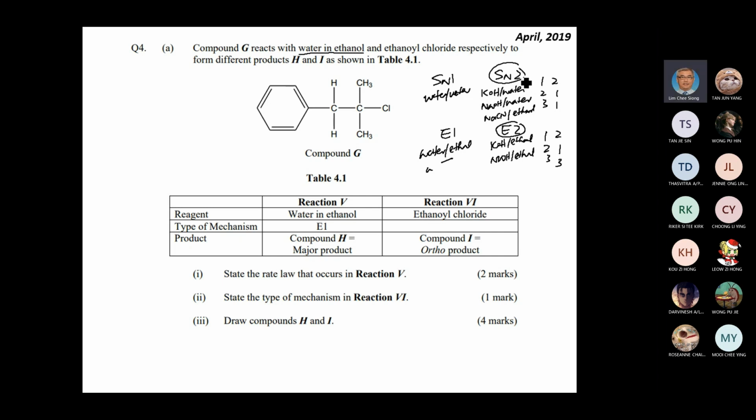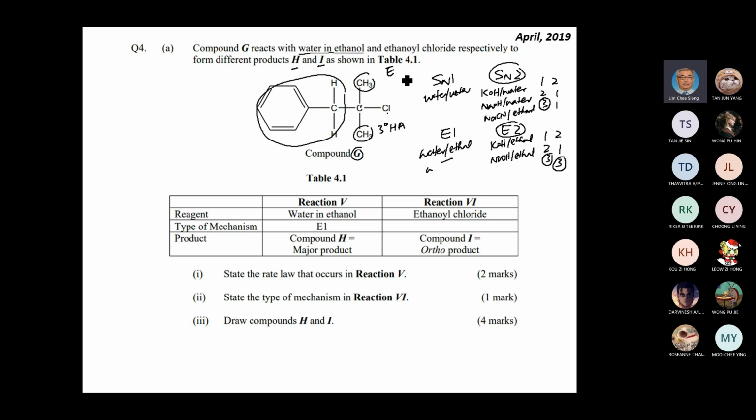Normally we go through the question to understand what is asked. We check the structure first. Structure G, Cl with the C attached to 1, 2, 3, so this is a tertiary haloalkane. Now we check whether it is SN2, E1, or E2. Look here: water in ethanol and ethanoyl chloride respectively form different H and I. So this compound will form 2 compounds, which gives hints already.